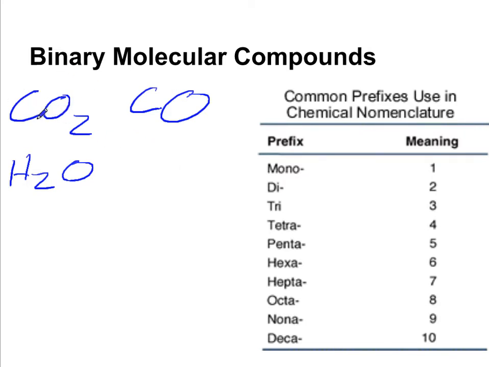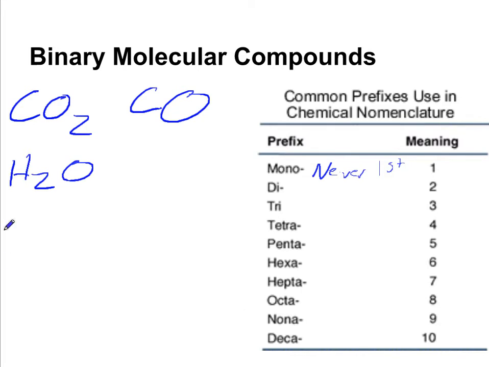CO2 is one carbon and two oxygens, so you would think that it's monocarbon dioxide, but we never put mono on the first element that's listed if there's only one of them. So instead of being monocarbon dioxide, it's just carbon dioxide. CO, that's carbon monoxide because it's just one. H2O technically would be dihydrogen monoxide. So mono can go on the second one, it just doesn't go on the first one. You need to have this list of prefixes memorized.